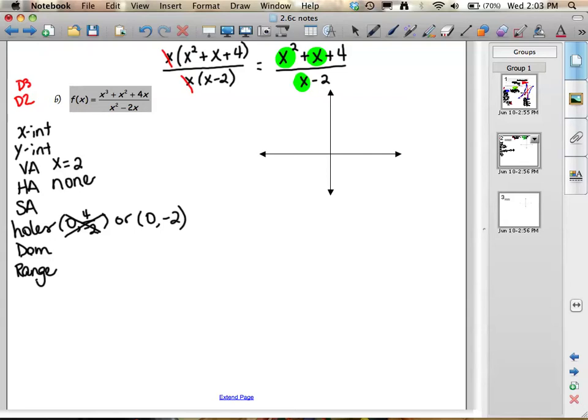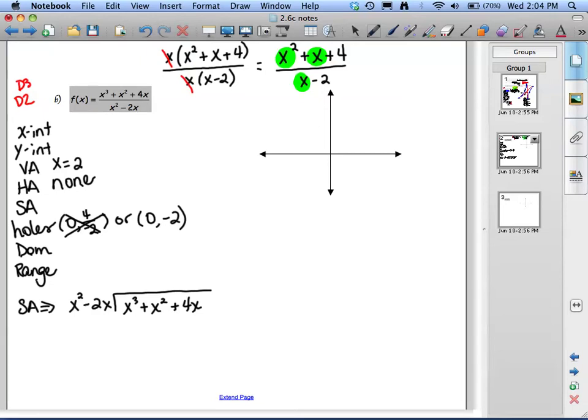Can I use synthetic division here? No. So I'm going to find my slant asymptote. I'm going to have to do a little bit of long division here. You can use the simplified. I think you're going to get the same thing. Let's look. Somebody do it with the simplified version real quick and tell me if it's the same.